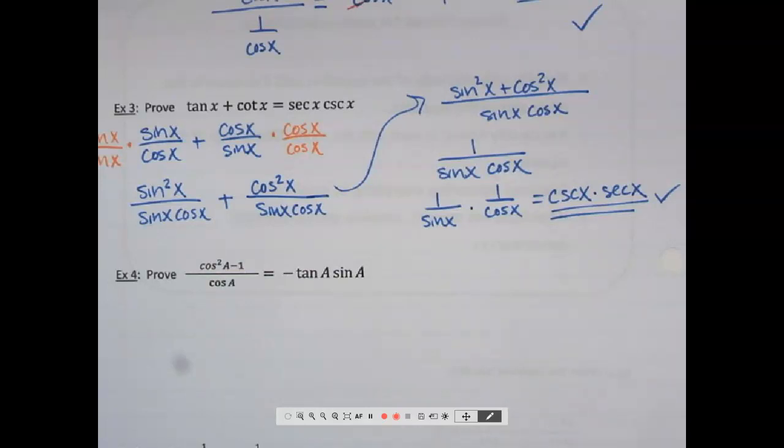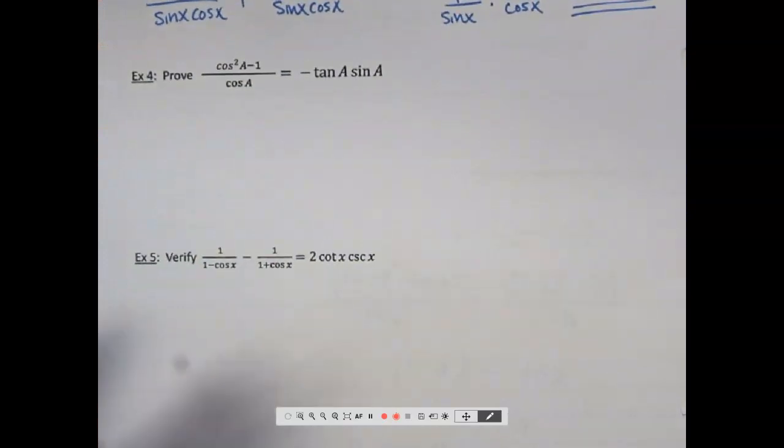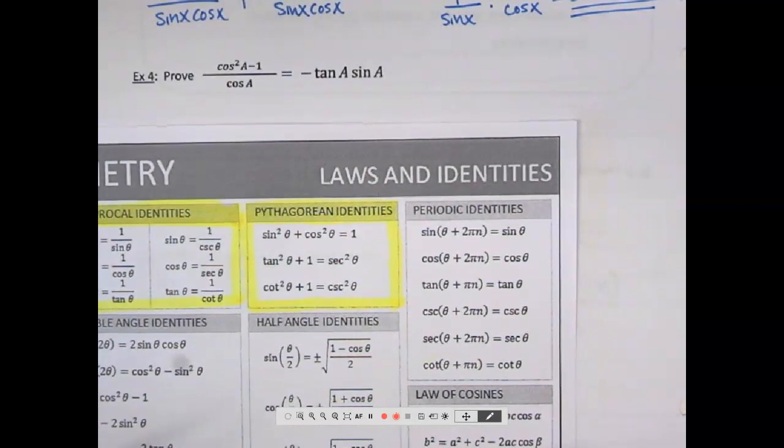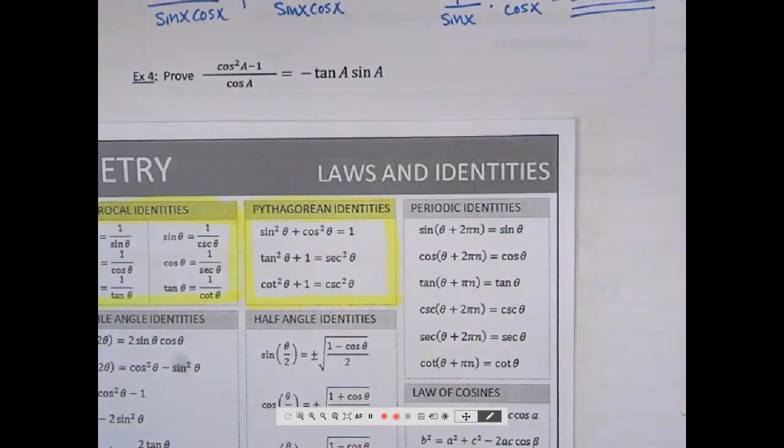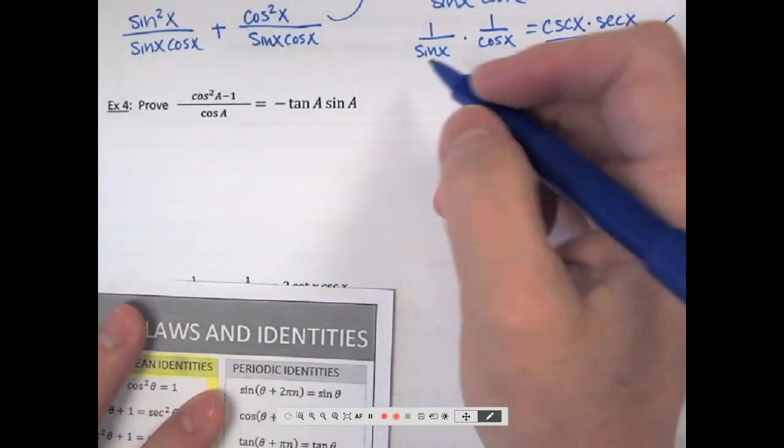All right. Example 4. Which side should we tackle? Left. I think I probably agree with that. What can I do with cosine squared minus 1? All right, let's check out those identities. What is cosine squared minus 1 equal to? Be careful. Negative sine squared. Are we okay with that? Any no's out there? Okay, let me go through it just for those who might be unsure.